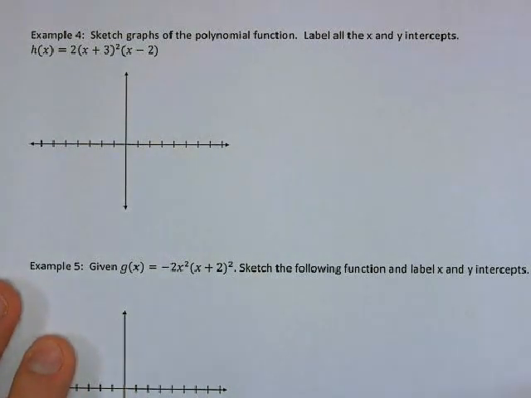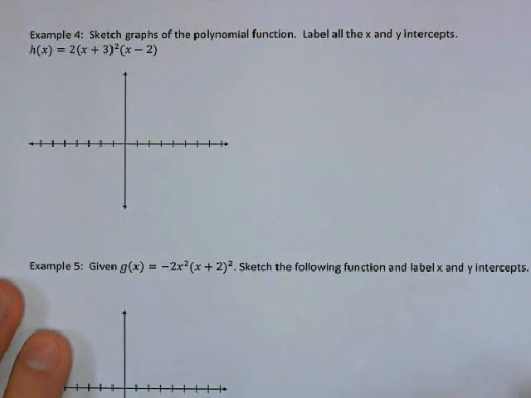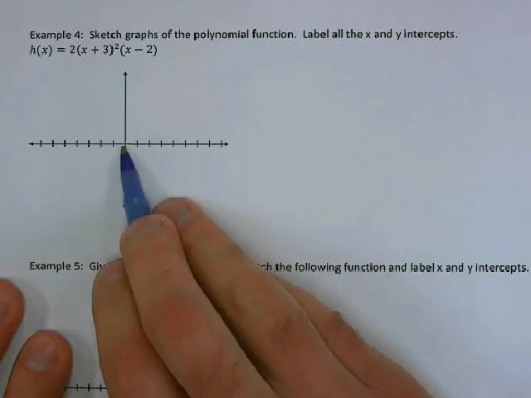Okay, so let's see, if we're going to graph this thing, I need to know where does it cross the x-axis. Well, it's going to cross at negative 3.